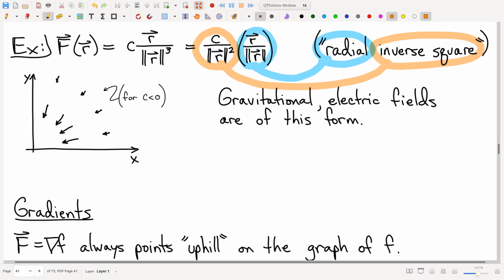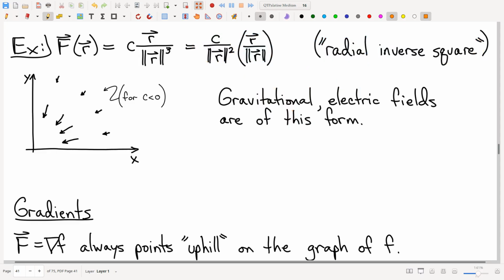Right? So this is a really big deal. This vector field comes up a lot. It's very, very important. And there's other really cool things about it that I won't reveal just yet. Okay. All right. So heads up for that.